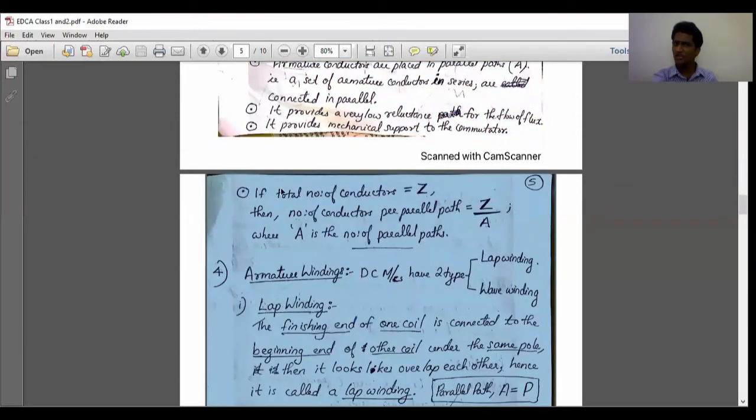If the total number of conductors is equal to Z, that means there are 100 conductors in a machine, the number of conductors per parallel path is equal to Z by A. That means if we have 100 conductors and the number of parallel paths in a machine is 4, then what will be the conductors per parallel path? 100 by 4, that's equal to 25. Clear? And the parallel path is not constant and it may vary depending on DC windings or armature windings, and that will be discussed in the upcoming session.